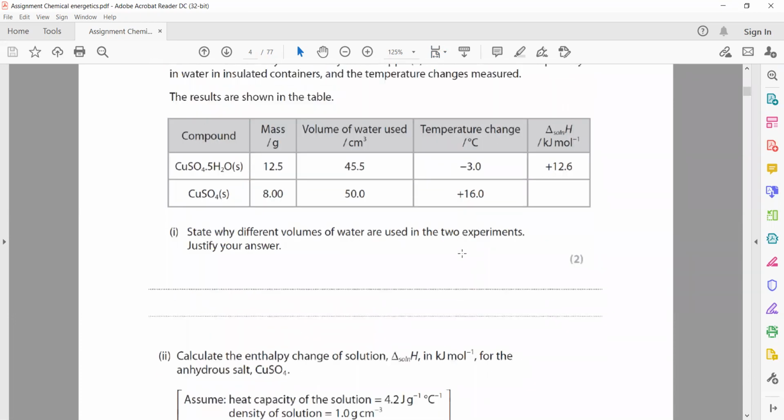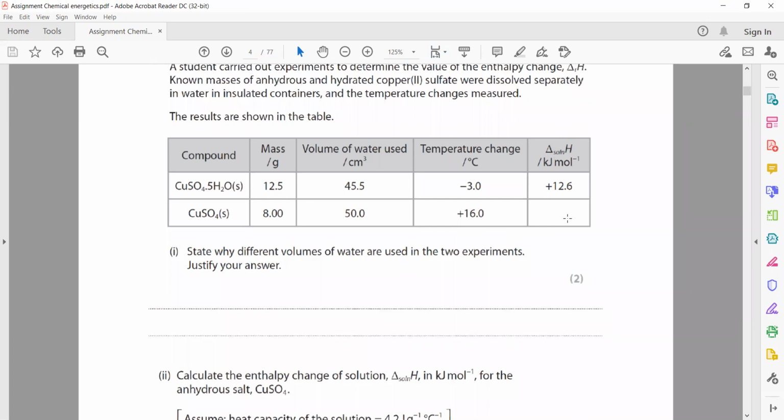So the first question: explain why different volumes of water are used in the experiment and justify your answer. Here we use 45.5 and here we use 50. So what could be a reason why we have different volumes here? Basically you can see here hydrated crystals already have water, as you can see, CuSO4.5H2O, and anhydrous does not have any water.